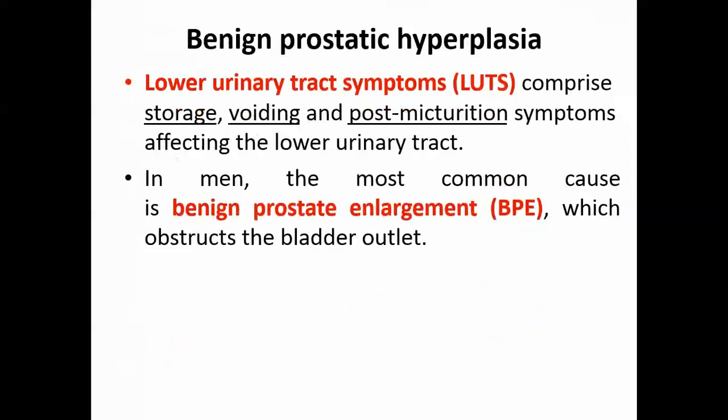The LUTS, the lower urinary tract symptoms, is a complex of symptoms. We have storage, voiding and post-micturition symptoms affecting the lower urinary tract. So for example, the voiding symptoms we will have like intermittent urinary stream, straining, hesitancy. يعني البيشنت يحس بنفسه انه البلادر مالته ممتلئة لكن ما يقدر يسوي تفريغ كامل. So these are the voiding symptoms.